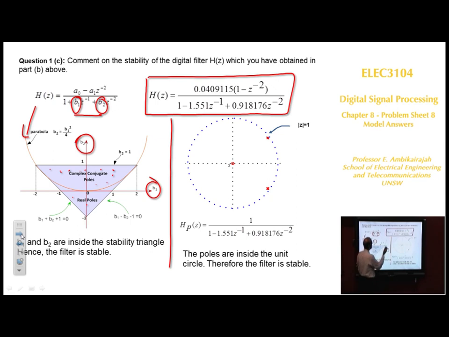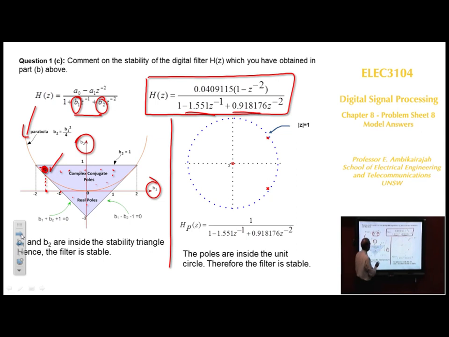So in our case, B2 is 0.918, so it will be somewhere here. Well, not minus 1.55, so therefore minus 1 is there, minus 1.5 there, 0.9 is there. So it looks like the point is going to be in here. So it should be stable. But sometimes it's very difficult to know when you plot it, unless you plot it right.